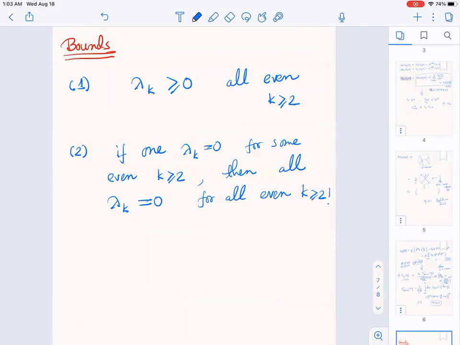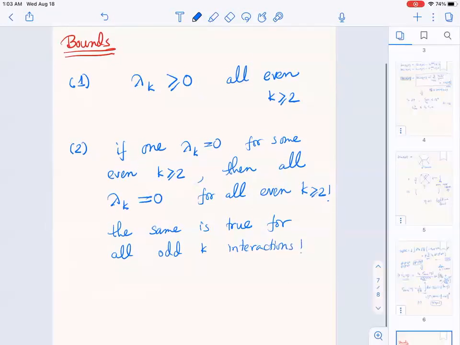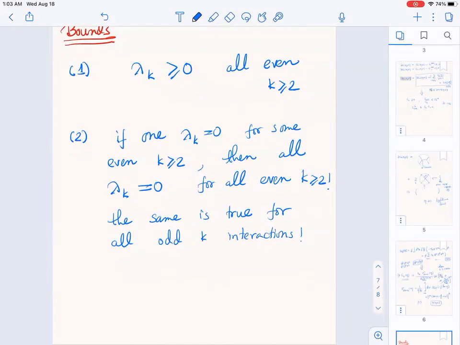And interestingly, the same thing is true for all odd k interactions as well. So that means if one even k interaction vanishes, all k interactions must vanish. Even or odd does not matter. The converse is not true. If one odd interaction vanishes, that does not mean everything else should vanish. But if one even interaction vanishes, everything should vanish.